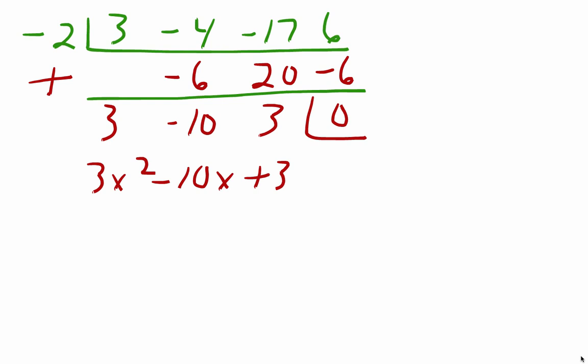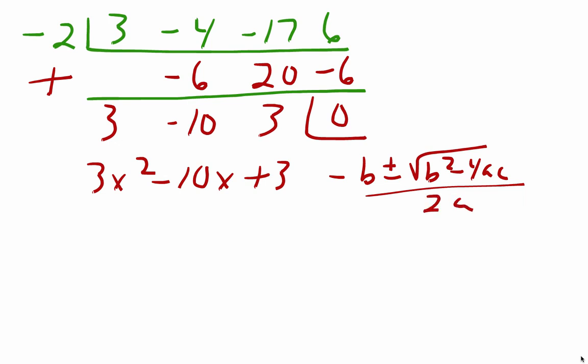Now to find my other factors, I'm going to use the quadratic formula, which is negative b plus or minus square root of b squared minus 4ac over 2a. Alright, I'm going to go to another page so I have enough room here. First, let's write our a, b, and c. So a equals 3, b equals negative 10, and my c equals 3.